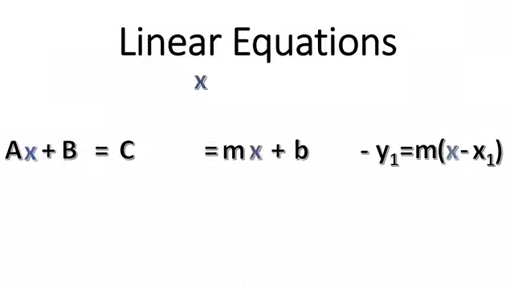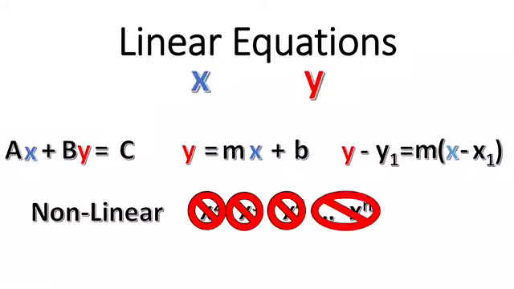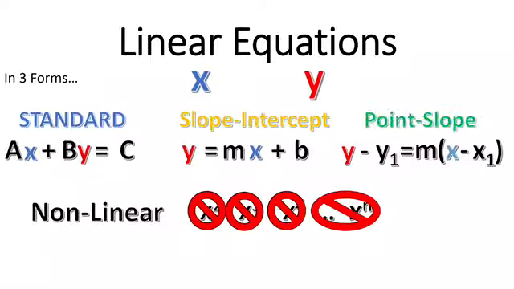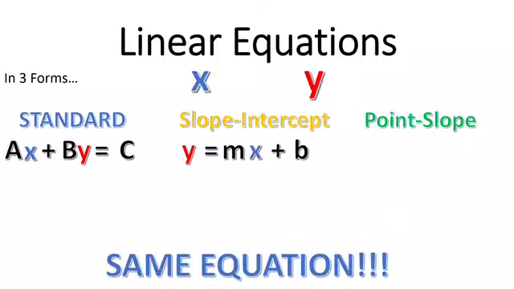A linear equation has a regular x and a regular y. They will not be squared, cubed, or raised to any other power other than 1. They can be written in 3 different forms: standard, slope-intercept, and point slope. They are 3 different arrangements of the same equation. Today we're going to focus on rearranging an equation that is in standard form to slope-intercept form.